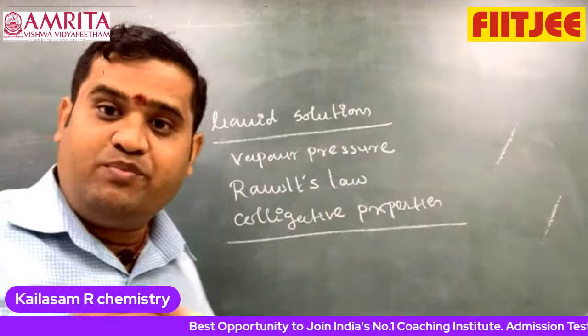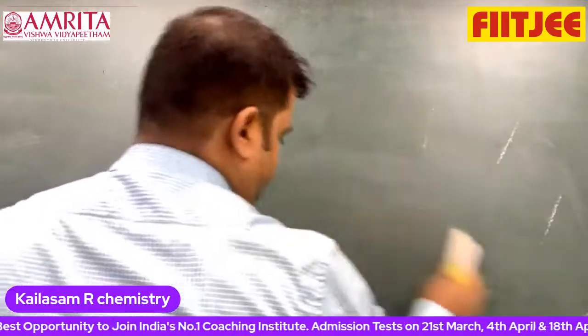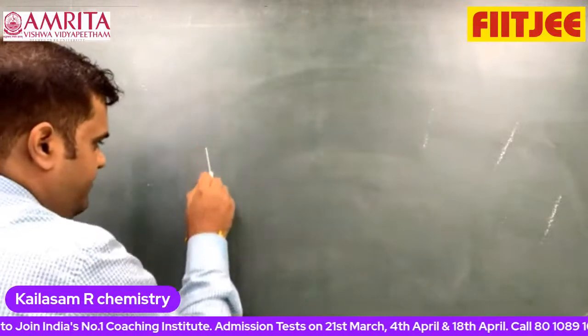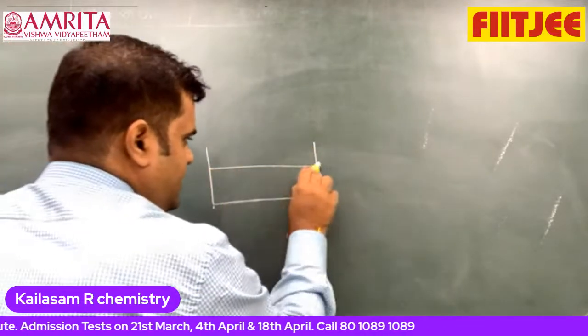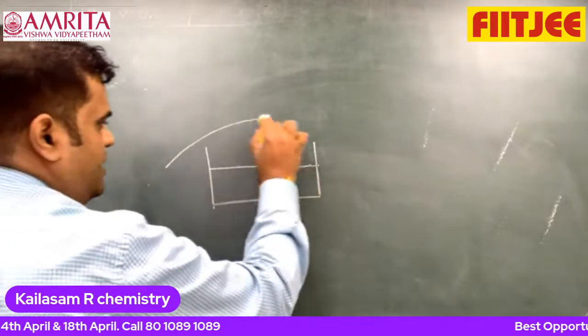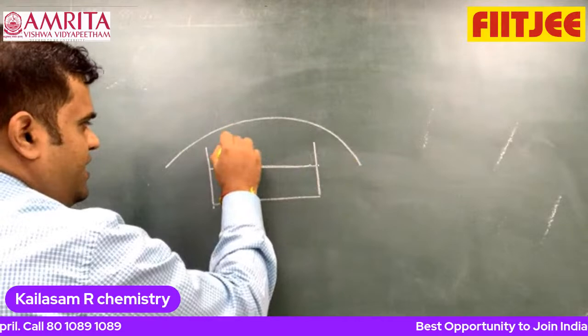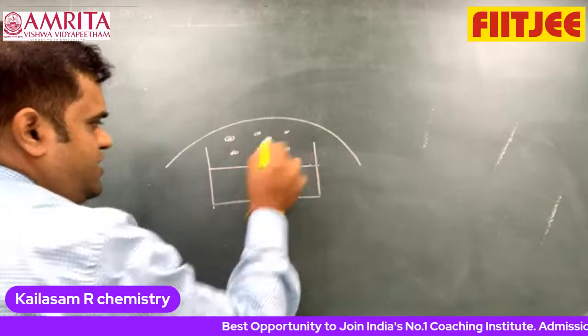So first, what is vapor pressure? Vapor pressure we can define as, listen, let us take the liquid. The surface of the liquid has molecules with higher kinetic energy. Therefore, they have a tendency to escape in the vapor form. So initially, the rate of evaporation is faster.